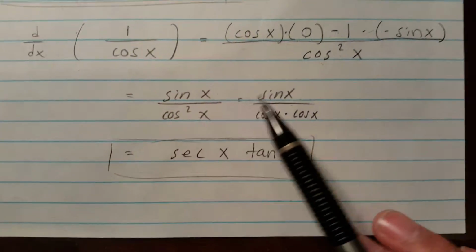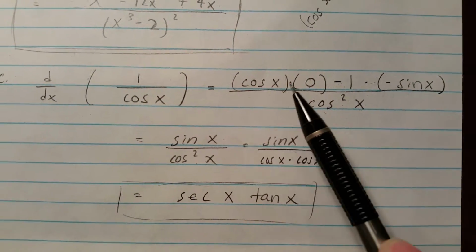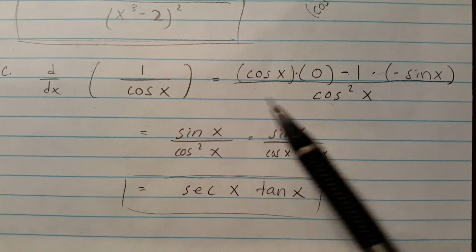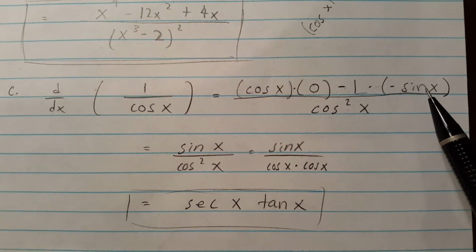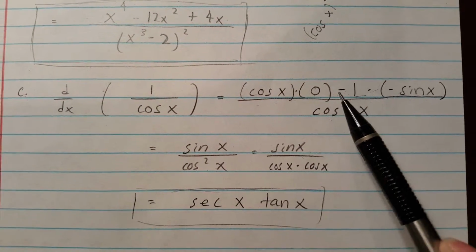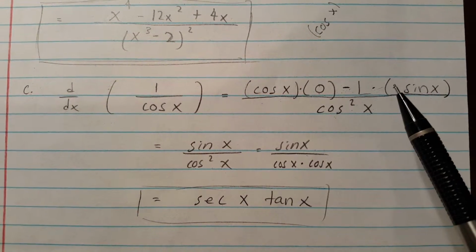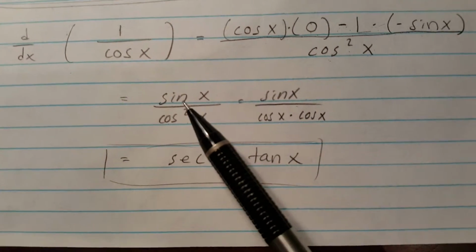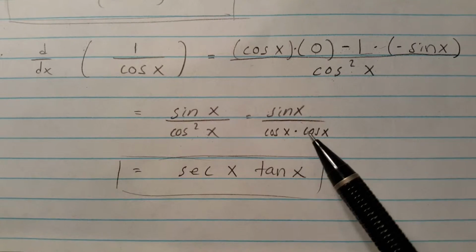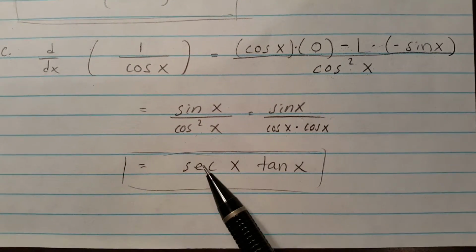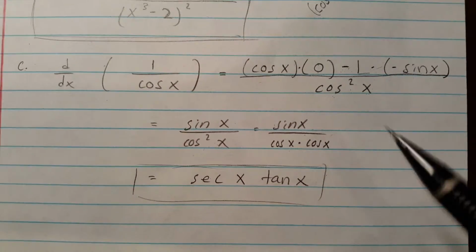So I'm going to simplify this. Cosine x times 0 is 0. We don't need that. Minus 1 times negative sine x. Now remember, a negative and a negative cancel out, so we get a positive sine x. So now we have sine x over cosine squared x, which is equal to sine x over cosine x times cosine x, which is equal to secant x times tangent x.